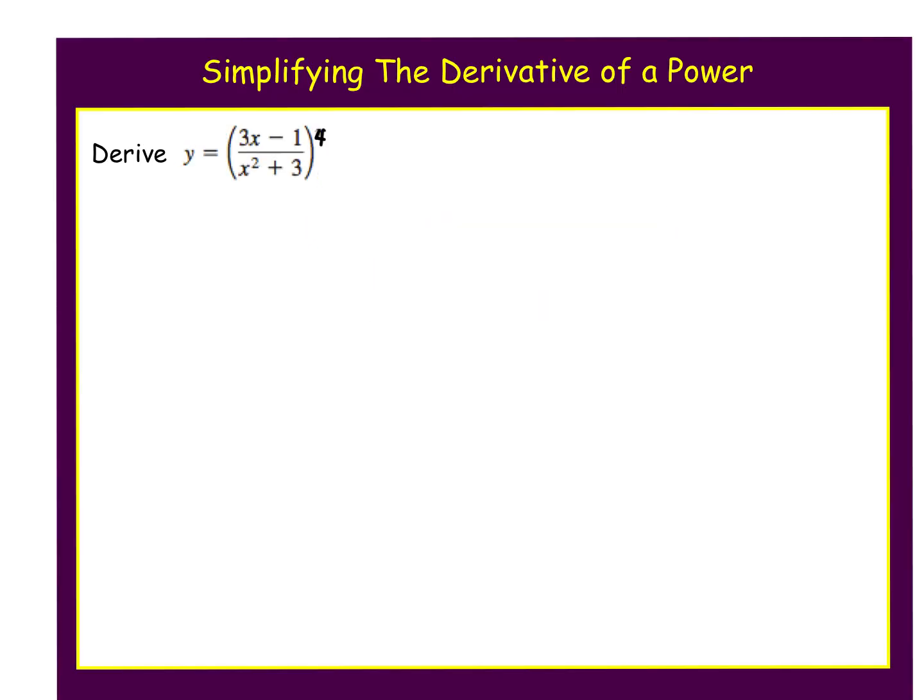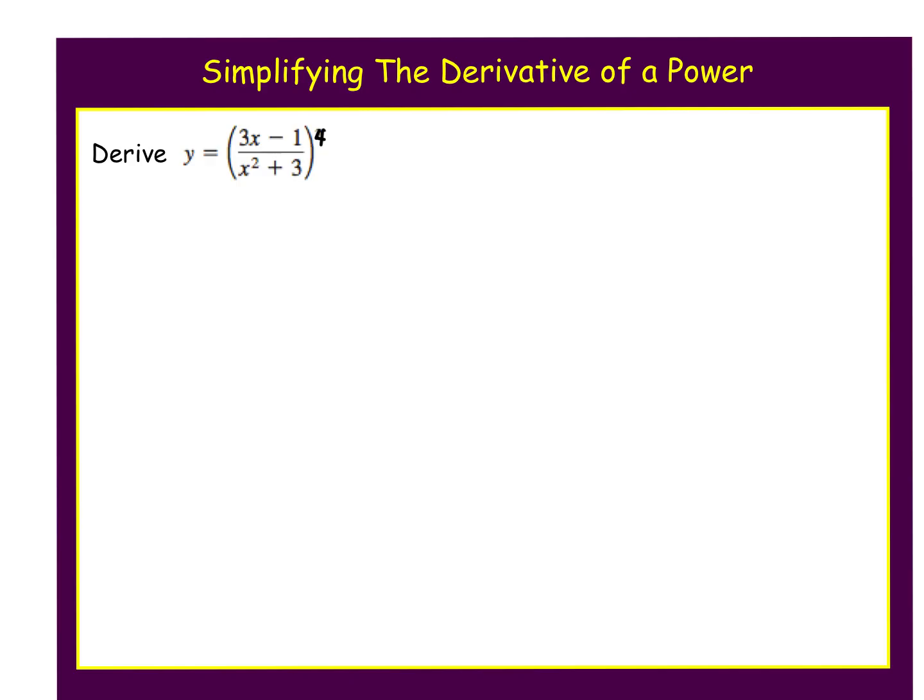And there. So this one, we got y is equal to the quantity of 3x minus 1 over x squared plus 3, all raised to the power of 4. So what is my innermost function? 3x minus 1 over x squared. Exactly, that whole quotient. Exactly. And then what's my outermost? To the 4th. Exactly. All right.